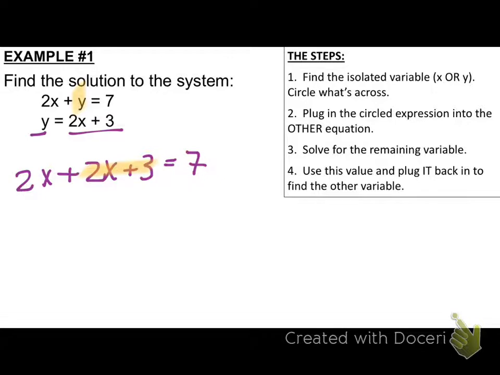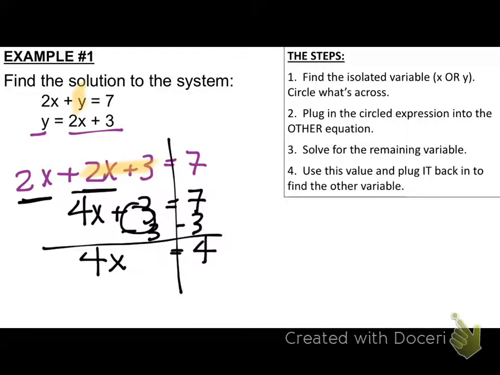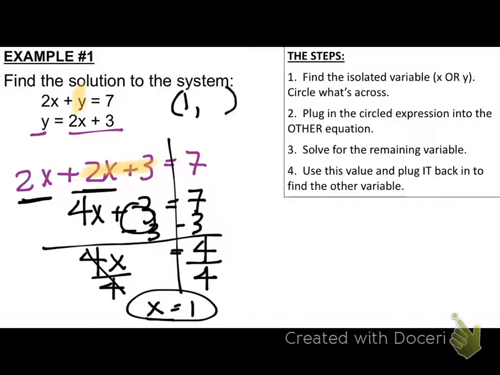All right, let's go ahead and solve it out now. So, on this side I have 2x plus 2x, which is 4x, minus the 3 over. 4x equals, on this side I get 4. Divide by 4s, and x equals 1. Awesome. That's half of my answer. Go ahead and pause the video now if you want to, catch up on the first half. Otherwise, I'm going to keep going.